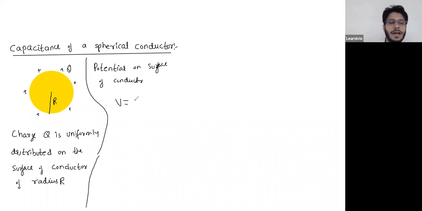Yes, KQ by R. Potential on the surface of spherical conductor is Q by 4 pi epsilon naught capital R. This is what we did in the last class. Then you can write your capacitance.